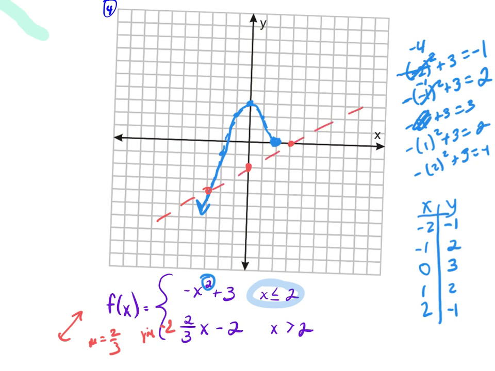And where do they want me to look here? Greater than 2. So all the stuff that's greater than 2, it's kind of like this. Closed dot. And then what do I do with everything else? I'm going to erase it. So it looks a little something like this.